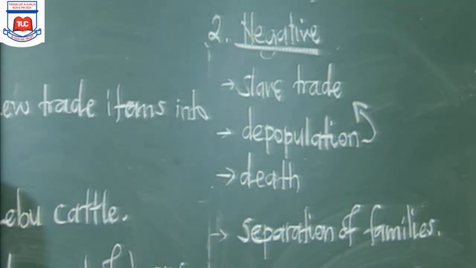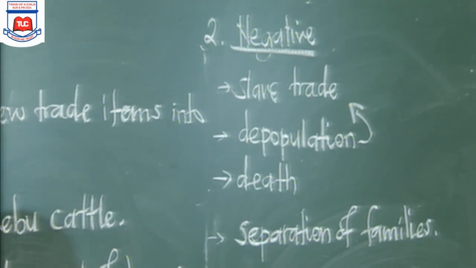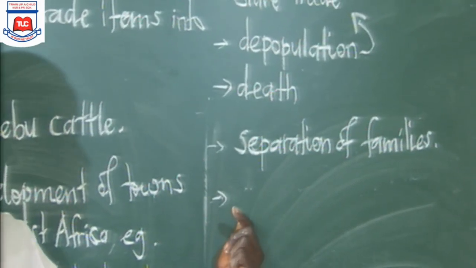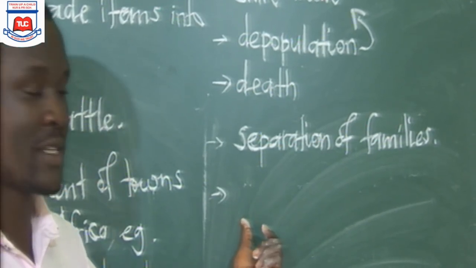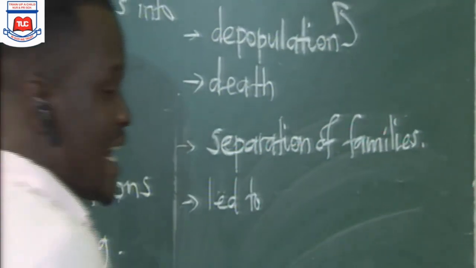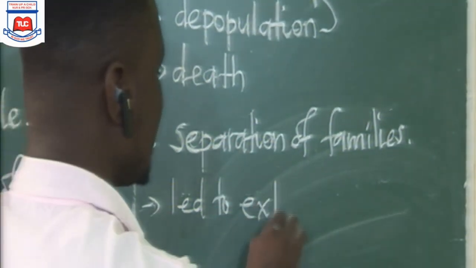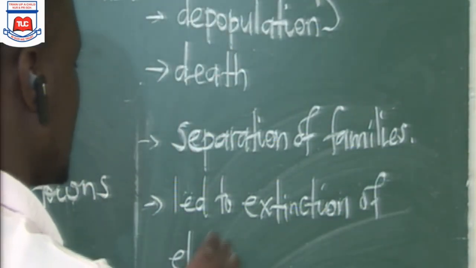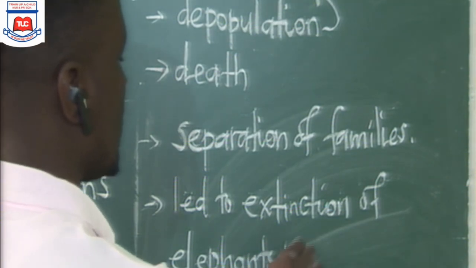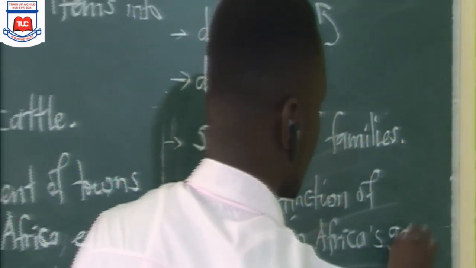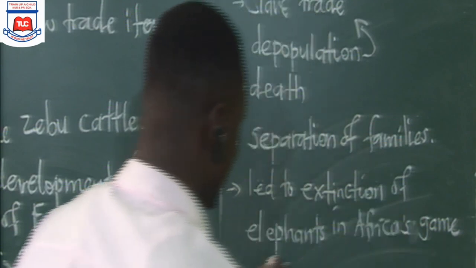Then the other one, which is outside slave trade, is when we're looking at these people wanting ivory. So we shall be able to get a negative effect there, that the Arab coming into Africa led to the reduction of elephants in Africa's game parks. So we shall say the Arab presence led to extinction of elephants in Africa's game parks.